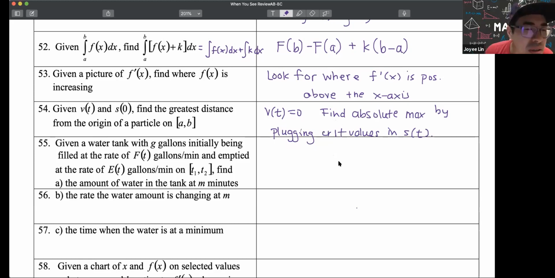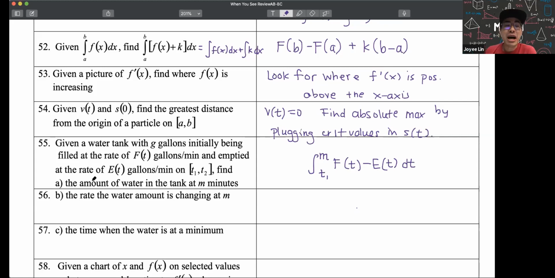T1 to T2 of f of t, integral from t. So y'all are close. We're going to take the integral from T1, that's our starting point, to M. We're going to do the fill: fill is positive, empty is negative. The integral from T1 to M of f of t minus e of t dt.